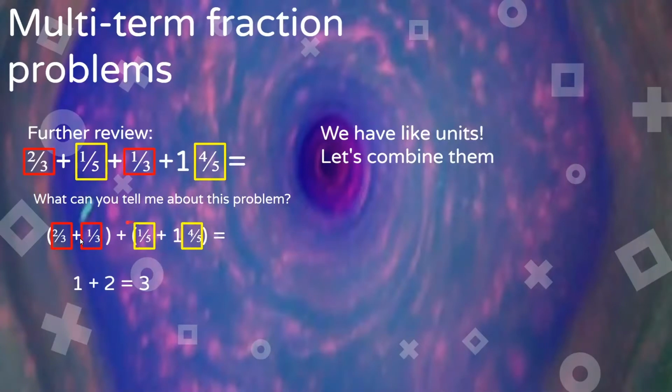One more step, 2/3 and 1/3. Hopefully that should be fairly easy for you to see. That's equivalent to 1. And 1/5 and 4/5 is 1, and 1 and 1 should be 2. So our solution should be clear that it's 3.